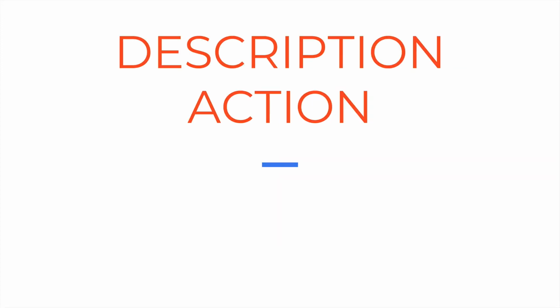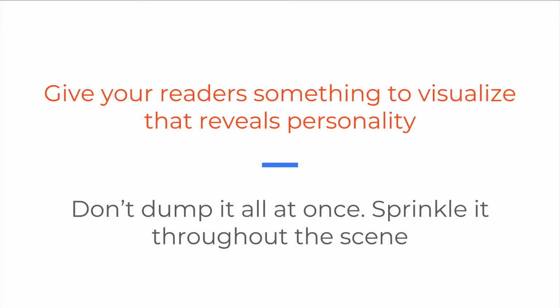So let's review the 2 tips that you can apply today to bump up the characterization of all of your characters, especially those side ones, and make the flat ones feel a little more round. Number 1, give your readers something to visualize that reveals personality. This means description. This means showing. Give them something to see. Most importantly, pick out the little things that point to the most interesting and unique parts of what makes them who they are.